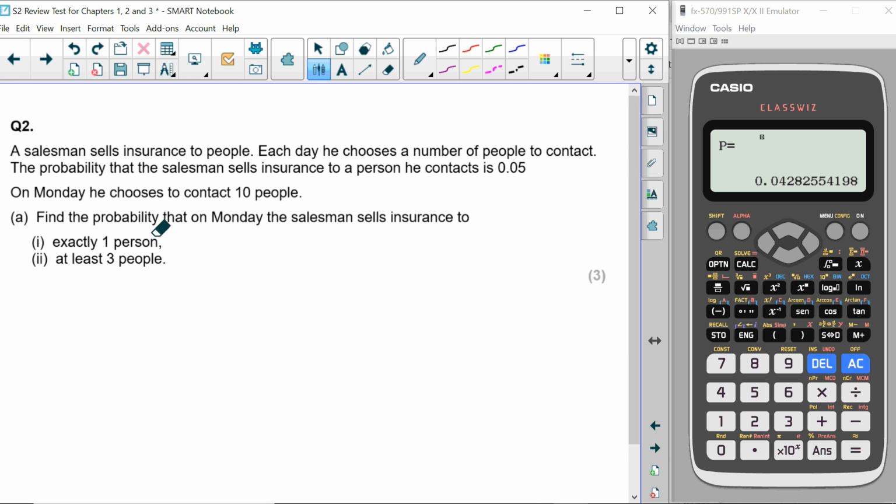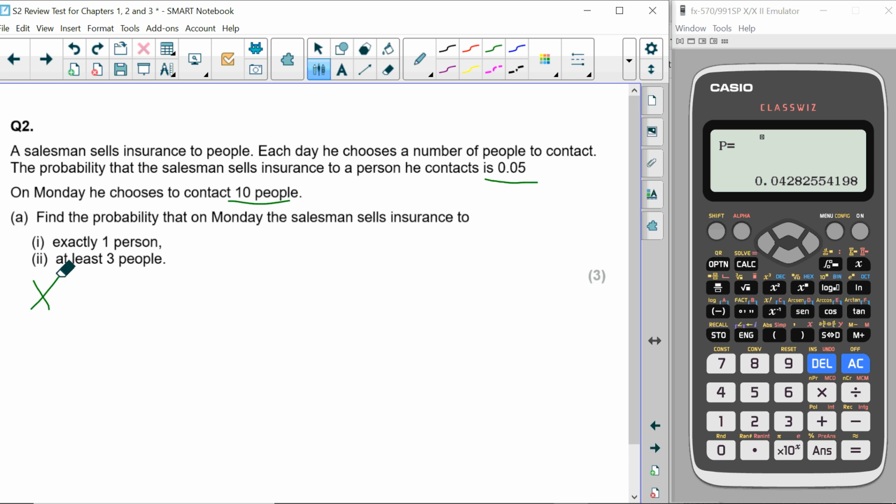Question 2. A salesman sells insurance to people. Each day he chooses a number of people to contact. The probability that the salesman sells insurance to a person he contacts is 0.05. Got a probability. On Monday he chooses to contact 10 people. Well, we've got some information there. We've got a number of people and we've got a probability. So we're looking at binomial.